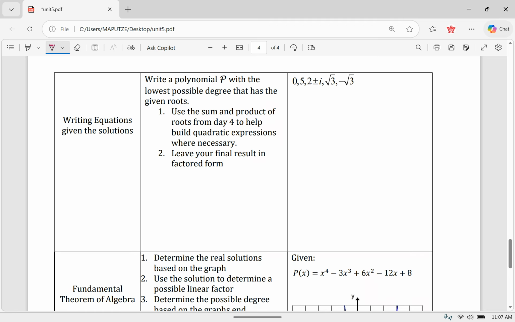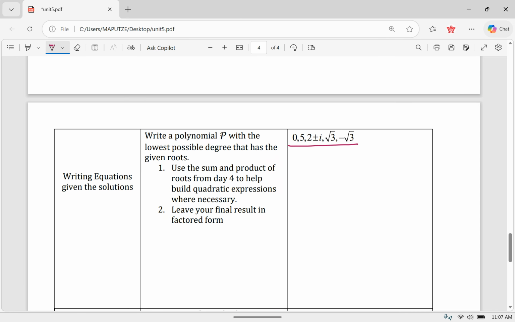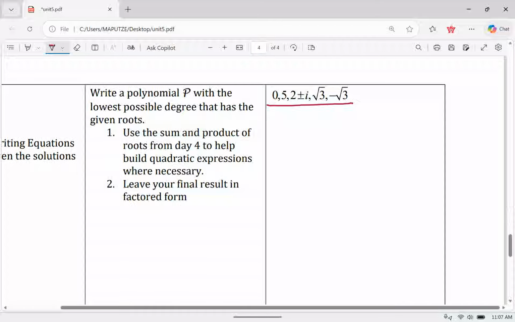We would like to write a polynomial that has this whole list of roots. So first thing I want to talk about is degree. So how many roots does it have? We got 1, 2, this counts as 2, and then we're up to 4, so 5, 6. So that means that I need to make sure that my answer is a degree 6 polynomial.